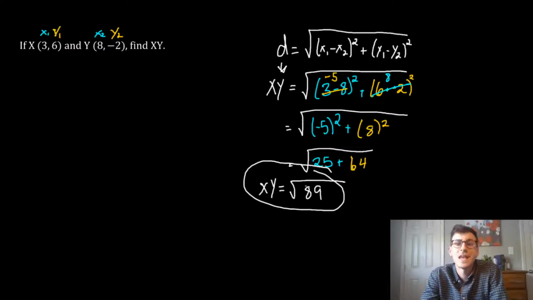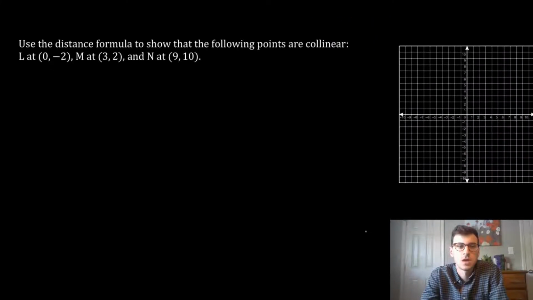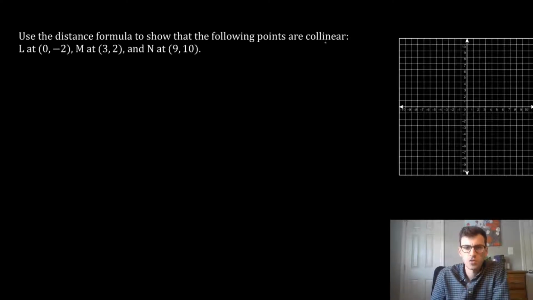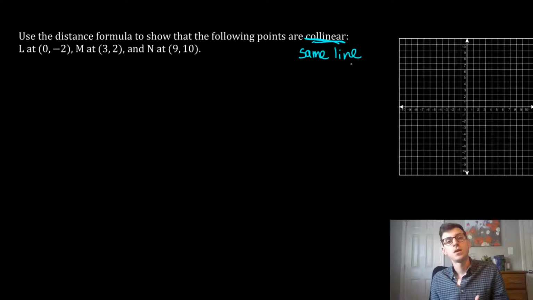Let's look at a problem that's a little less straightforward. Use the distance formula to show that the following points are collinear. L at (0, -2), M at (3, 2), and N at (9, 10). All right, the word collinear, let's make sure we're all on the same page here. Collinear means that they're on the same line. If 2 points are collinear, then they are on the same line.